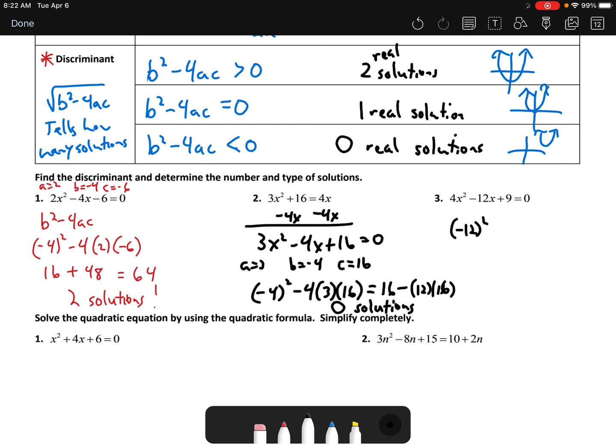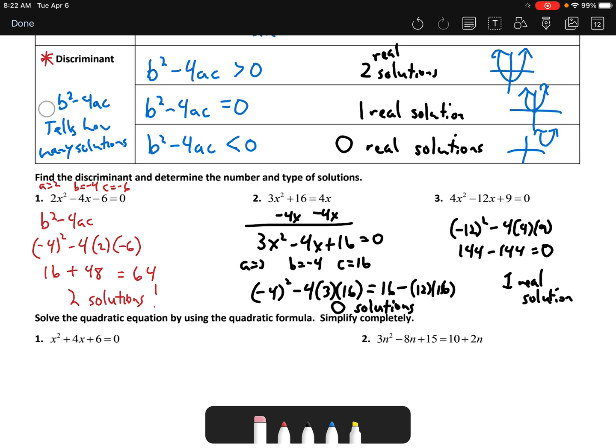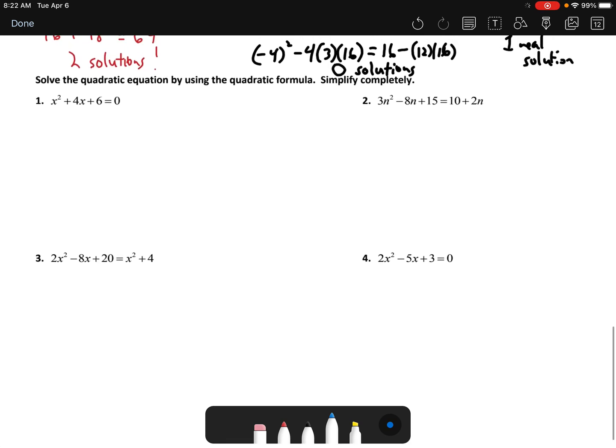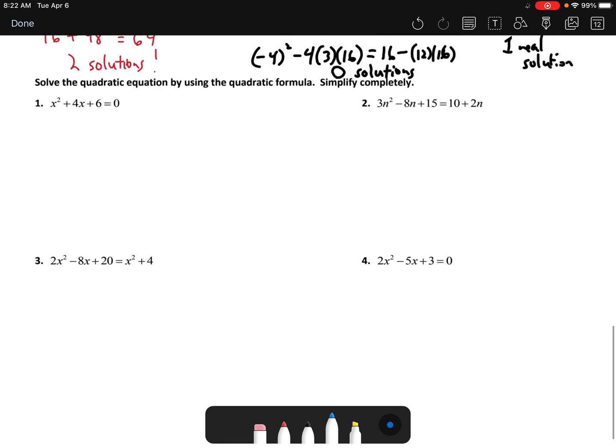Okay, now on the last one, b is negative 12 squared minus 4ac. That's 144 minus 144, that's 0. So it has one real solution. So the discriminant, the b squared minus 4ac, tells us how many solutions we have. Now on these four, though, we're going to actually find the answers to those solutions.